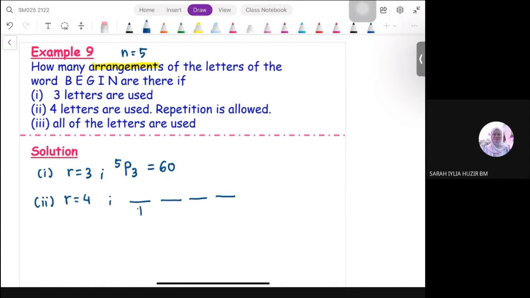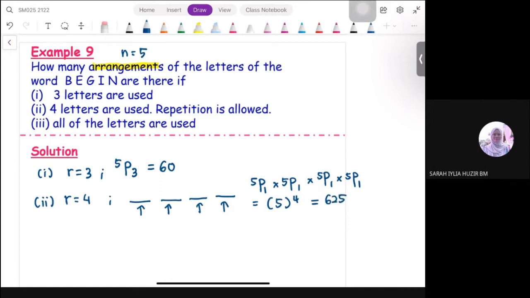Okay, start with the first box. We have 5 options that can be arranged in the first box. So, 5P1. Okay, moving on to the second place. Still the same thing. We still have 5 different options. Sebab huruf yang kita dah pakai tadi, kita boleh guna lagi sekali. So, times 5P1. And then, same thing happens for the last 2. So, kita ada 5P1 times 5P1. So, here, this is actually 5 to the power of 4. Alright, so our answer would be 625.